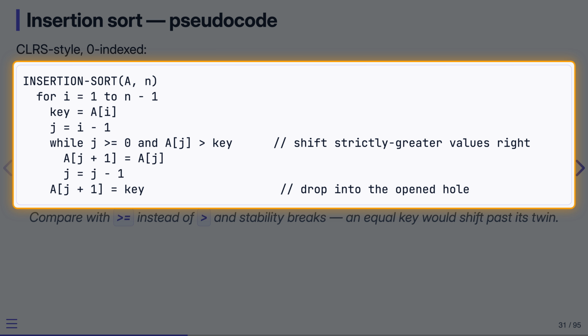Let's read insertion sort in pseudocode. The outer loop runs I from 1 up to n-1. We save A at index I in a variable called key. We set J to I-1, so J points at the last card in the sorted prefix. The while loop runs while J is at least 0 and A at index J is greater than the key. Inside it, we copy A at index J one step to the right into A at index J plus 1, and then we decrease J by 1. When the loop stops, we drop the key into A at index J plus 1, the hole we just opened.